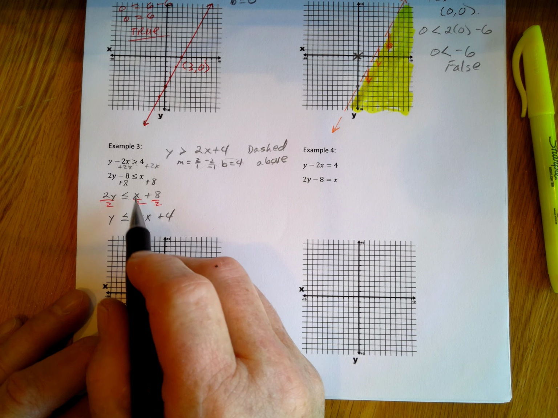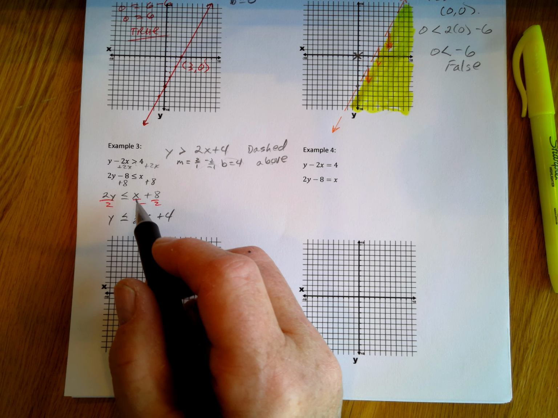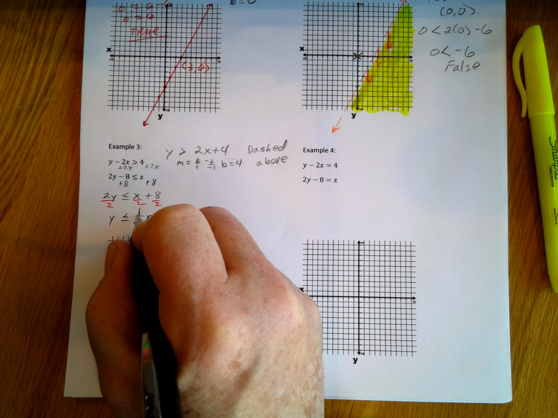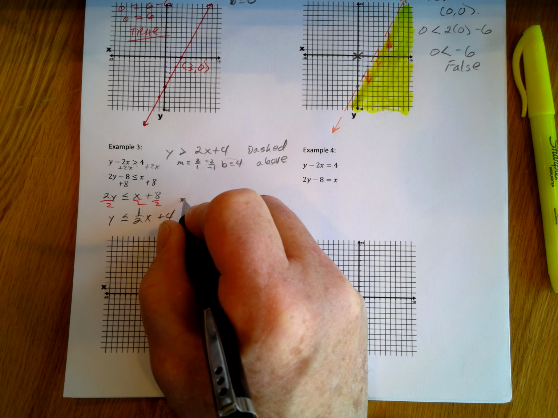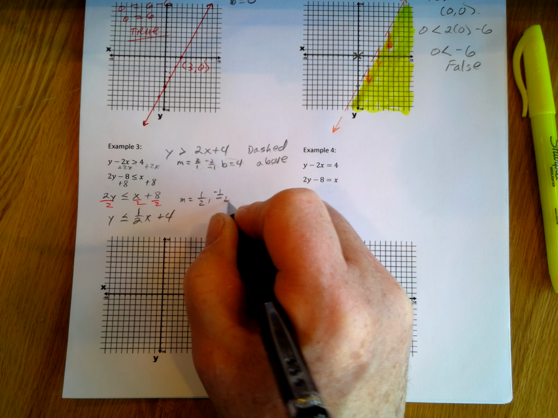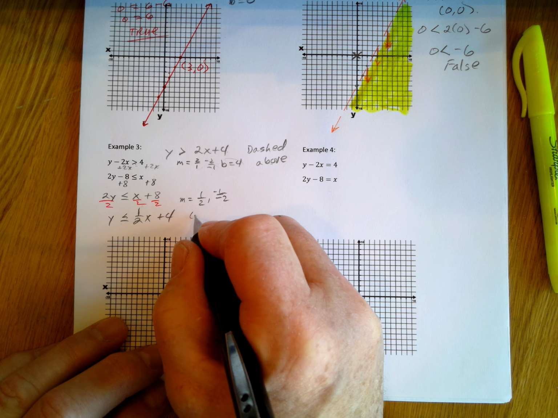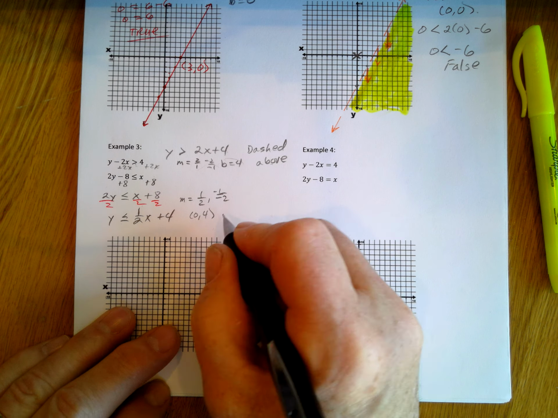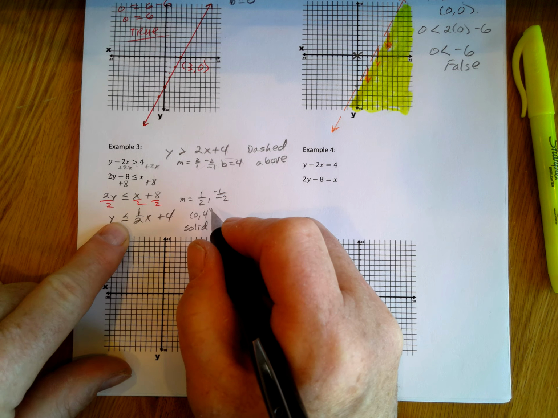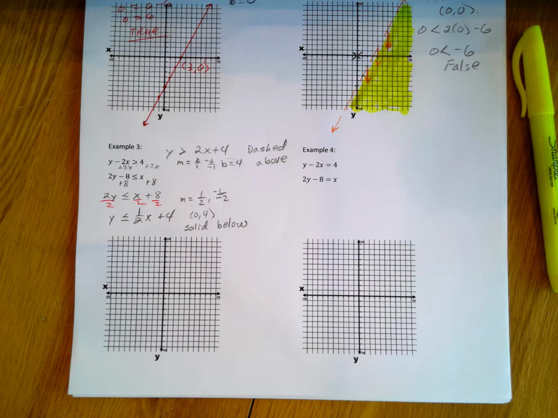So x divided by 2 means that you're going to take whatever x is and cut it in half, right? Well, what's 1/2 of x? Same thing. But this makes it easier for me to see my slope. My slope is 1 over 2, or negative 1 over negative 2. My y-intercept is 0, 4. It's solid because of the less than or equal to, and it's below. Now I'm ready to graph.